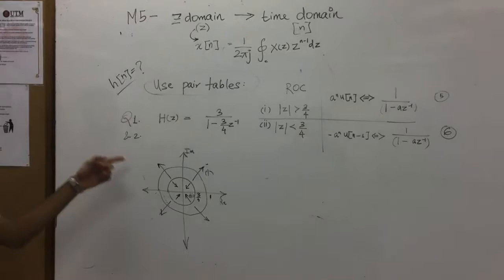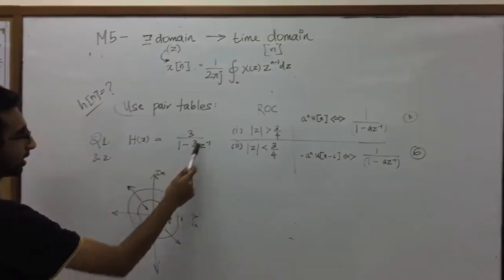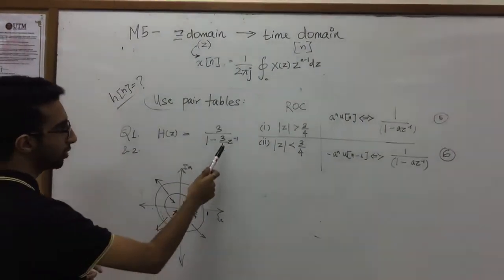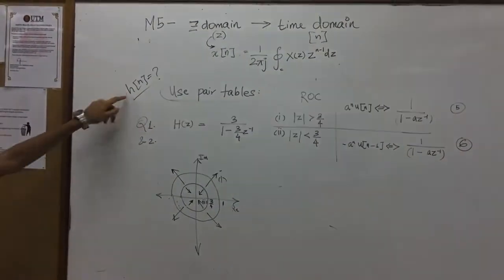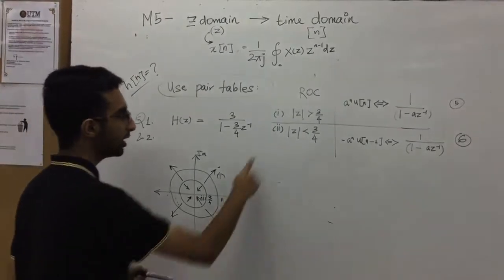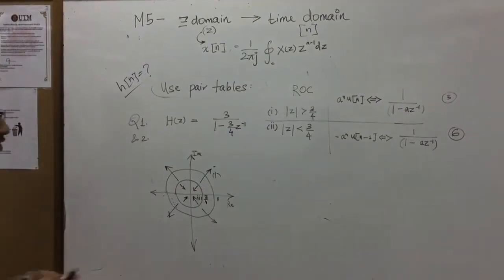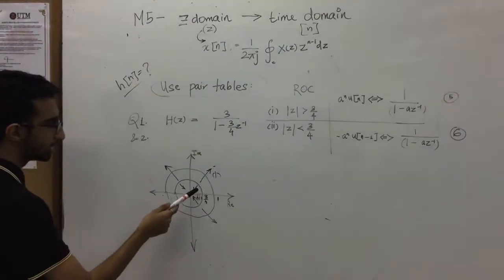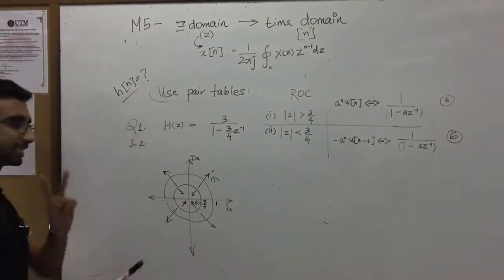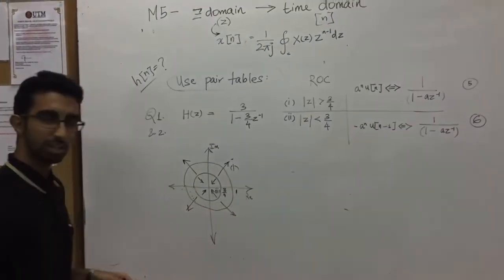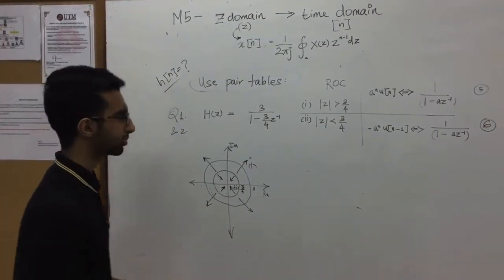The first and second example that I will do with two methods is H of z is 3 divided by 1 minus 3 by 4 z to the power of minus 1. So our question is to find h of n, which is the objective of this whole module. So we'll be considering two cases in which the region of convergence is in these two regions. Region number 1 is where |z| is greater than 3 over 4, which is outside this circle here, where the system is causal. The second is when |z| is less than 3 over 4, which is inside this circle here, which makes the system non-causal.